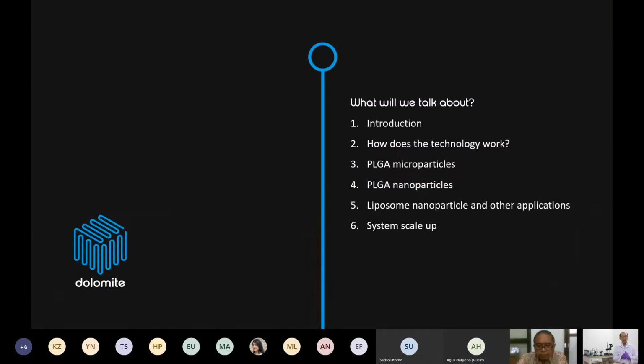So today's presentation will include the introduction and how the technology works, and the application with microparticles and nanoparticles, PLGAs, and liposomes, nanoparticles, and the other applications. And finally, we will discuss the system and scale.